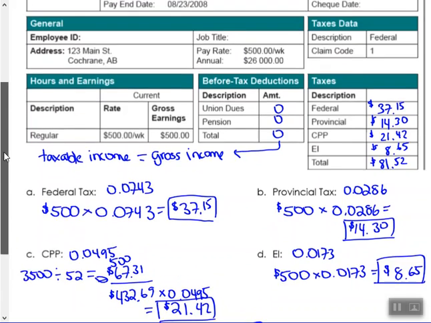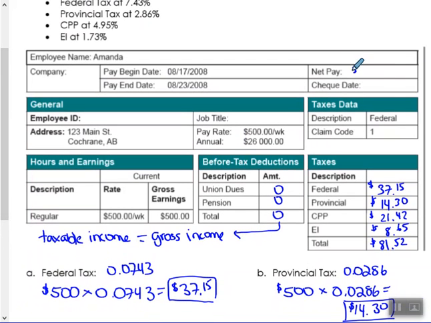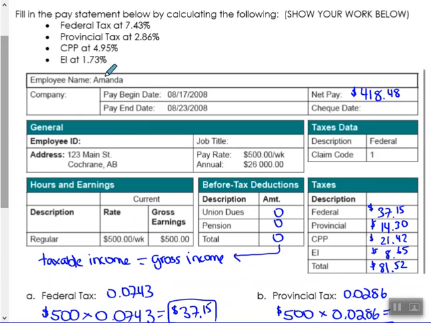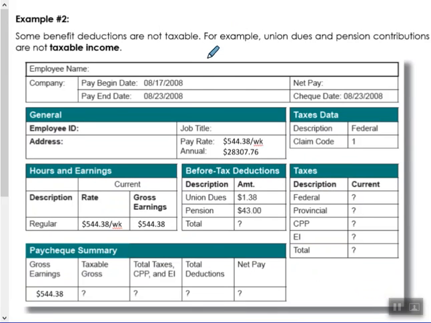Okay, so back up here, 418.48. Now everything else is filled in, zeros, all of our taxes, and our paycheck is good. So there, Amanda, enjoy your $418.48 this week. Next example, we're going to put some before tax deductions in there.